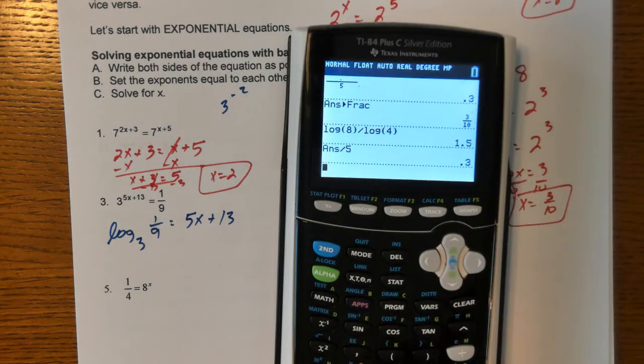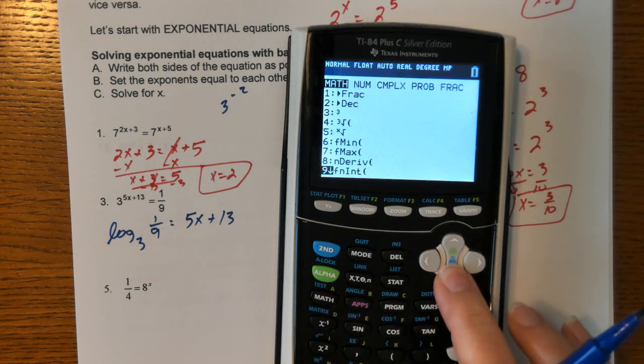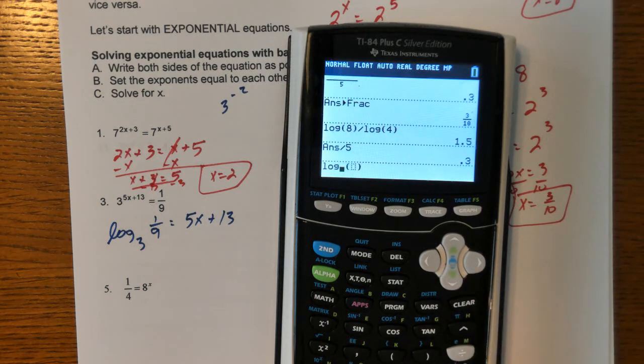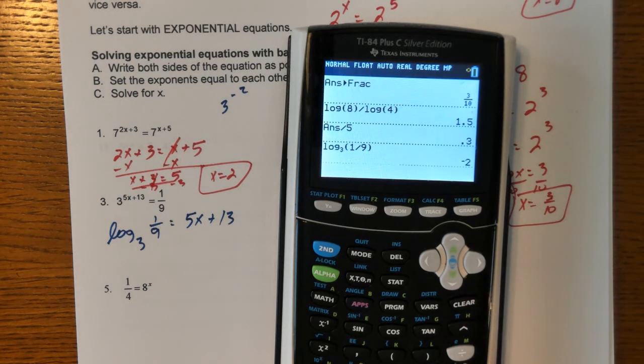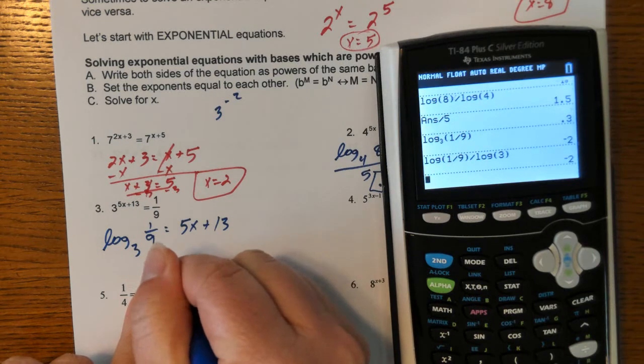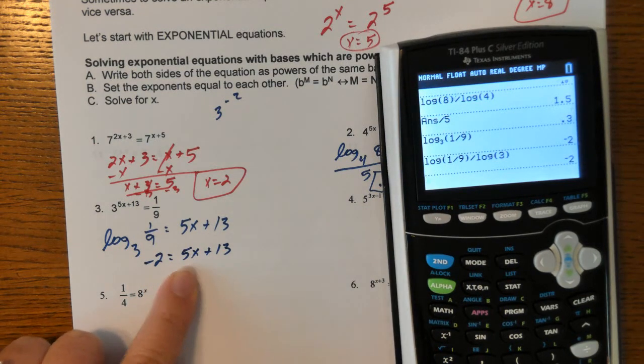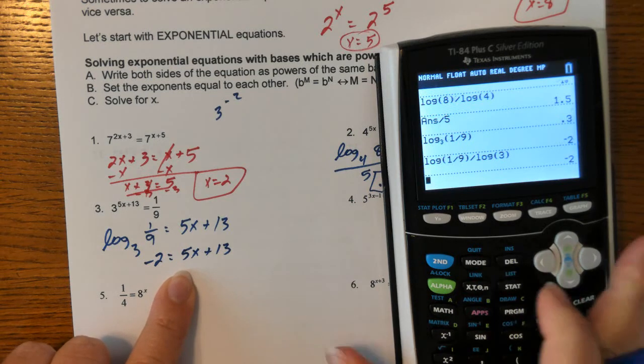Okay? So if you are using an 84, you'll go to Math, arrow down to log base. Log base 3 of 1/9 is -2. If you are using an 83 calculator, you would say log of 1/9 divided by log of 3, and it'll tell you that's -2. So this left-hand side is -2. -2 equals 5x plus 13, and then I can continue solving that equation for x like I've always done.